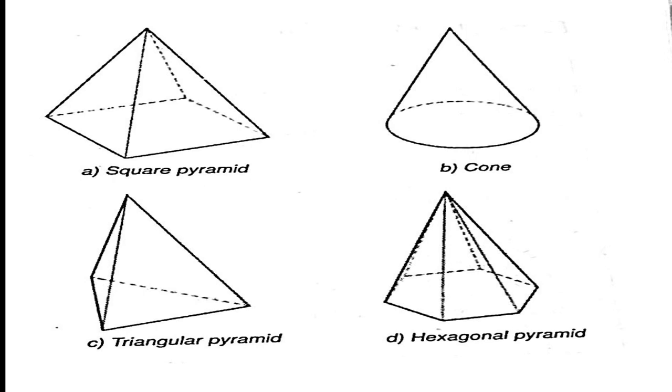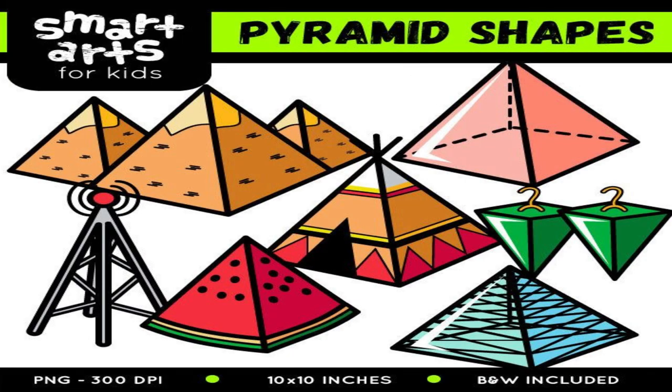Diagram B is a cone. Good. Now, a pyramid with a circular base is called a cone. Then diagram C, as the base takes the shape of a triangle, is called a triangular pyramid. Then diagram D is a hexagonal pyramid, because the base takes the shape of a hexagon, and therefore it is named a hexagonal pyramid.